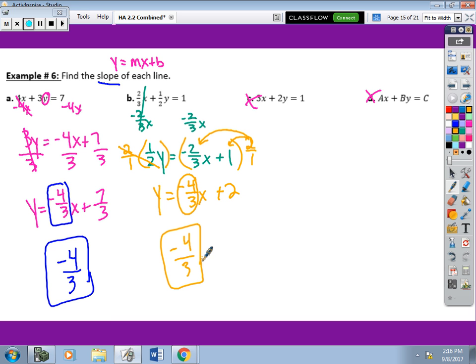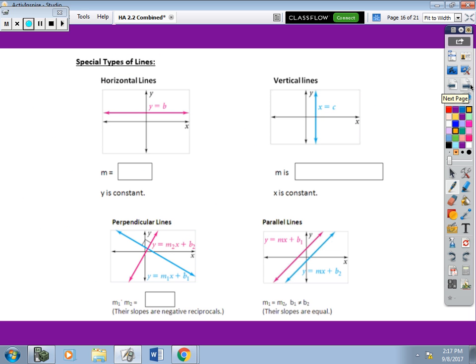Okay. The last types are our special types. And we looked at these on the summer packet quiz. I reminded you about these. The horizontal lines, remember? The slope for a horizontal line is 0 because it's flat. Those are when we say just like y equals 2, for example. We don't know what the number is there.